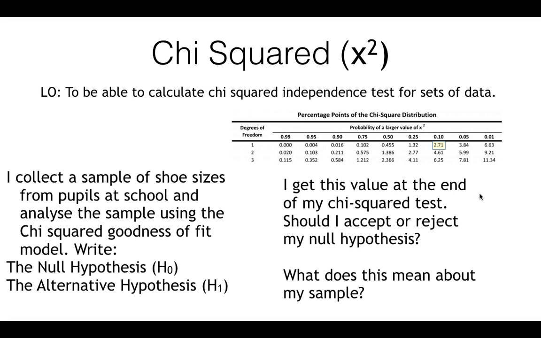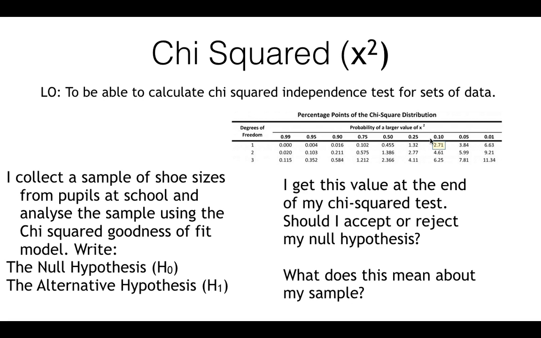Okay, so you should have written the null hypothesis that there is no significant difference between the sample of shoe sizes at school and the expected shoe sizes of the population. The alternative hypothesis then would be that there is a difference between the sample shoe sizes in the school and the expected population of shoe sizes. Obviously, we'd expect in the population that there would be lots of people with medium-sized feet, a few people with small feet and a few people with large feet.